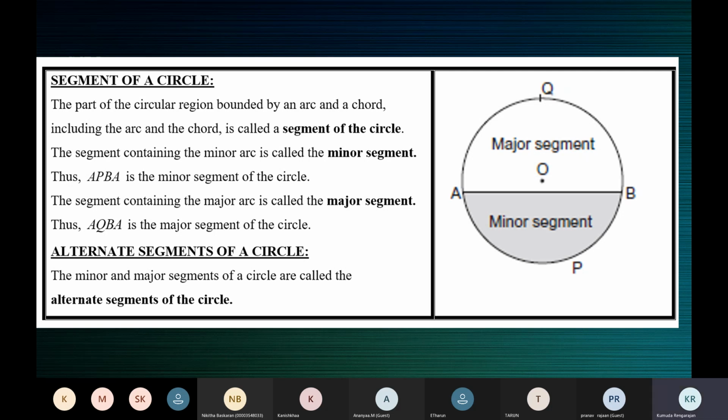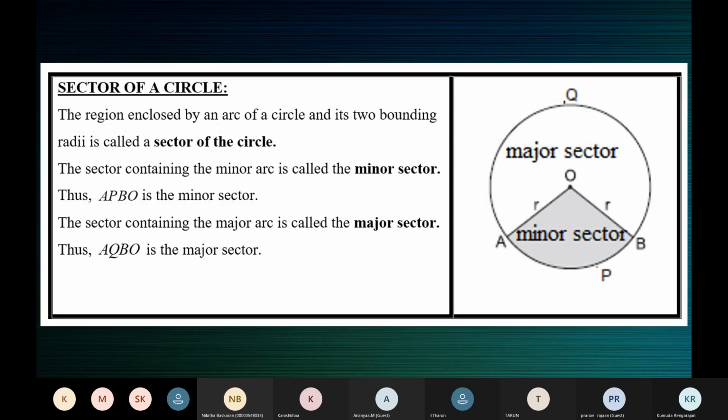Minor and major segment. So here, alternate segments of a circle. The minor and the major segments of a circle are called the alternate segments of the circle. Sector, minor sector, major sector.